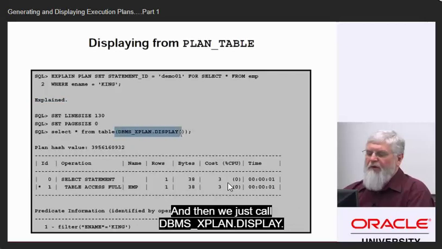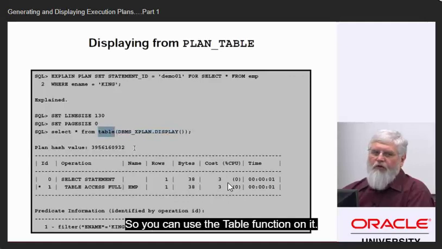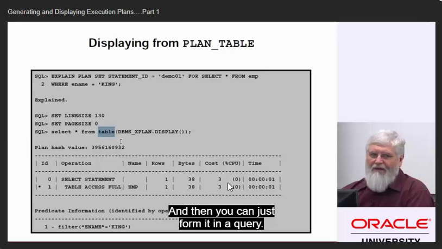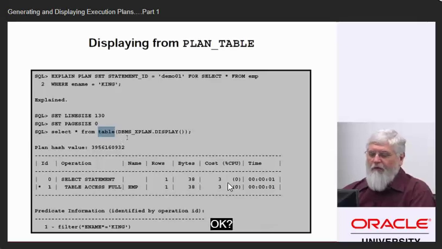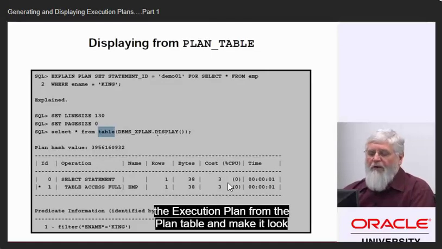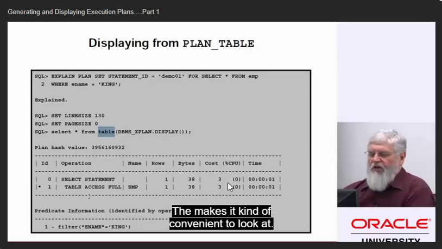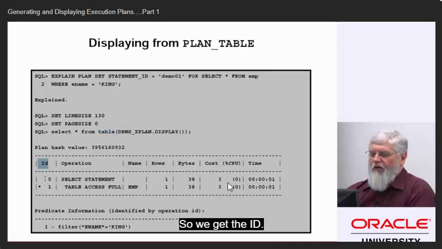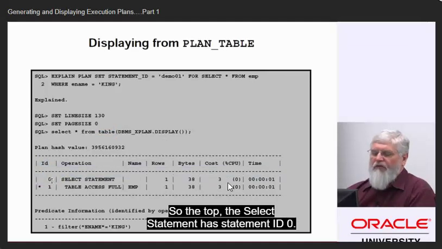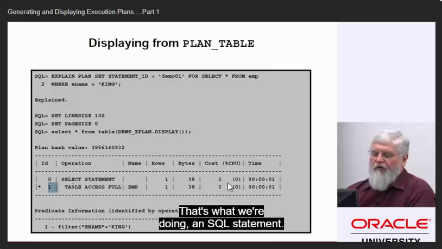Okay, and it will take the results, a little report that dumps out the execution plan from the plan table, and make it look like we're querying it from a table. That makes it kind of convenient to look at. So we get the ID. The select statement has statement ID 0. That's what we're doing, an SQL statement. The first step within it is indented under it, so it says this gets done first. We're doing a table access full of the employees table.